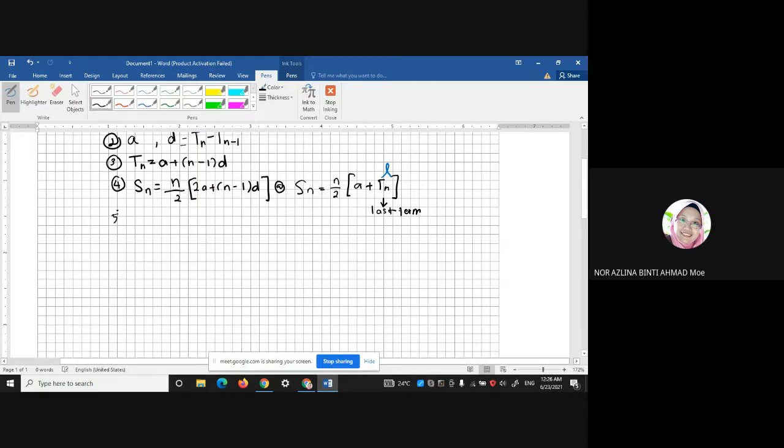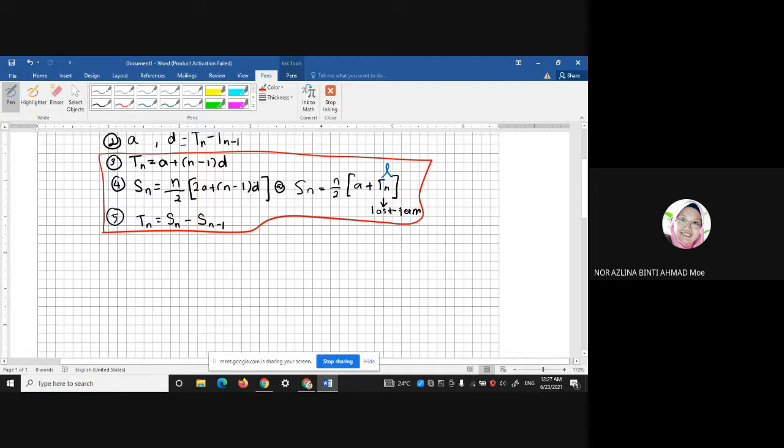Okay, number 5, about Tn, how to get Tn. Tn equal to Sn minus Sn minus 1. Okay, we have three formulas in this arithmetic progression. This is the formula. A dengan D tu mesti tahu, untuk selesaikan arithmetic progression mesti tahu nilai A dan nilai D. Dalam ni ada 3 formula sahaja.